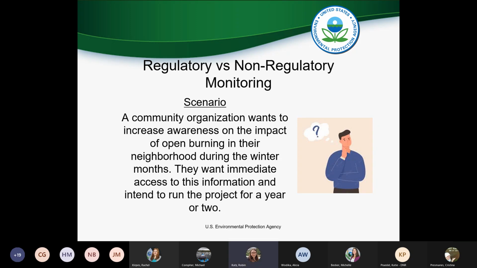Christina, so far we have one response that says non-regulatory. Yeah, 2 responses for non-regulatory.